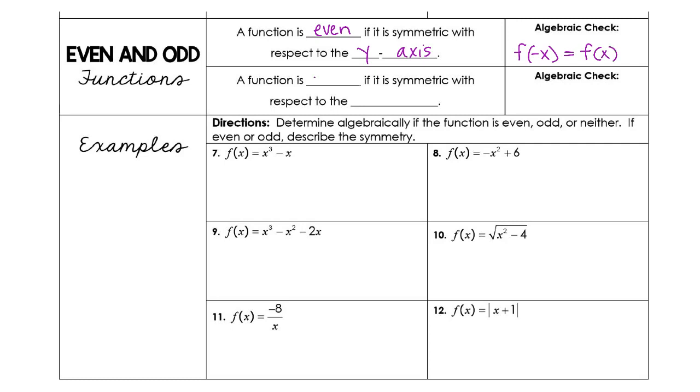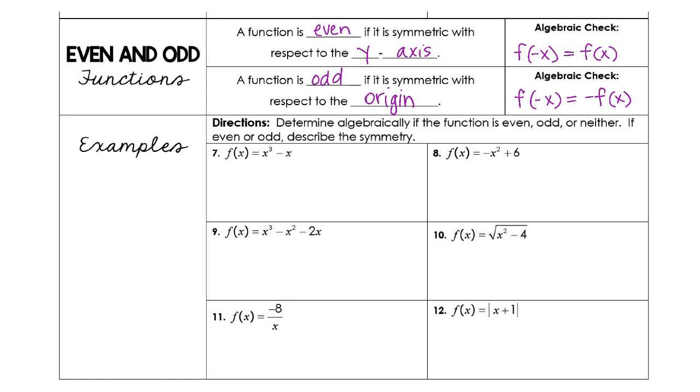So a function is odd if it is symmetric with respect to the origin. Odd is with respect to the origin, and that's because if we had our negative x, that gave me the same thing as negative f of x. So that's going to be the fast way to tell whether or not we have even or odd functions.